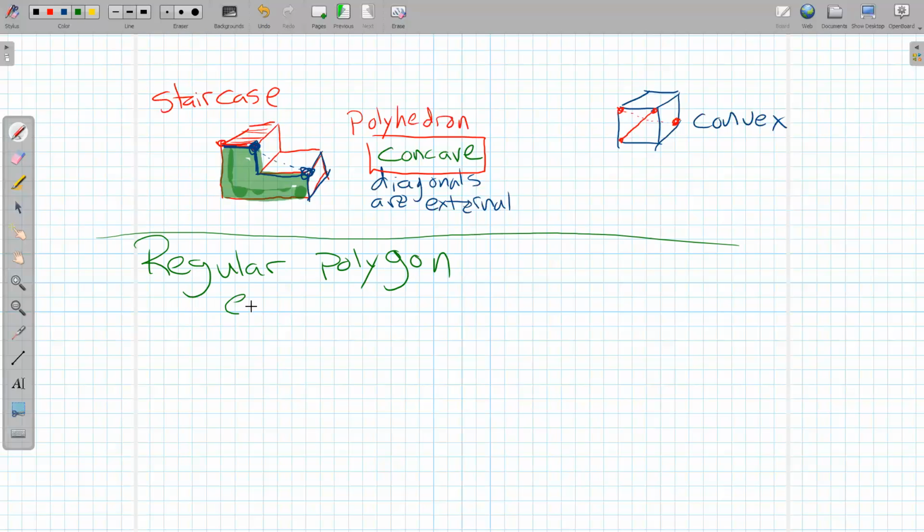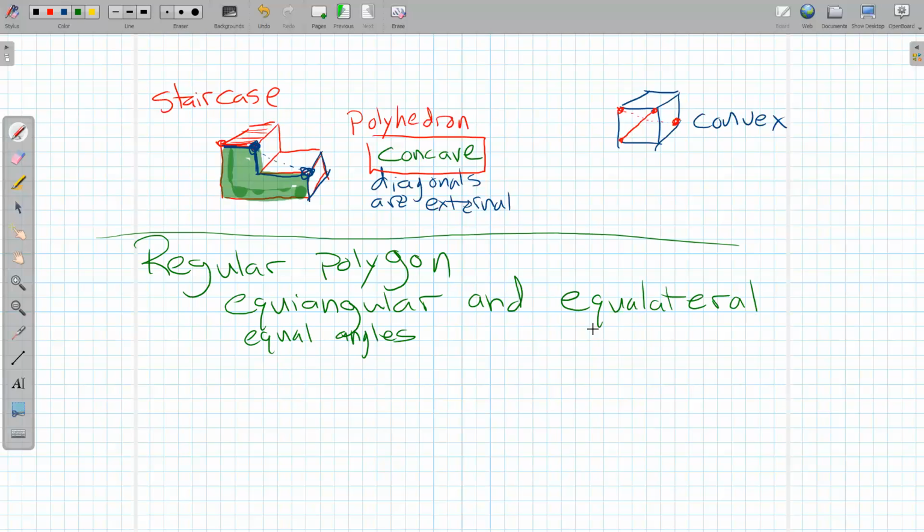It means it's equiangular, all the same angles, and equilateral, meaning all the edges are the same length. So equal angles and equal edges. Some examples of regular polygons were a square, which is a regular quadrilateral.